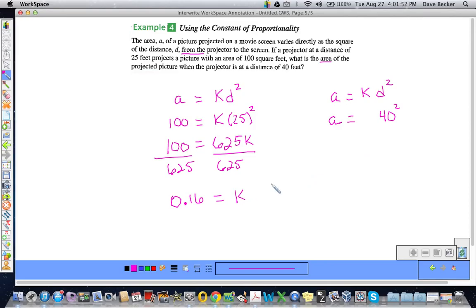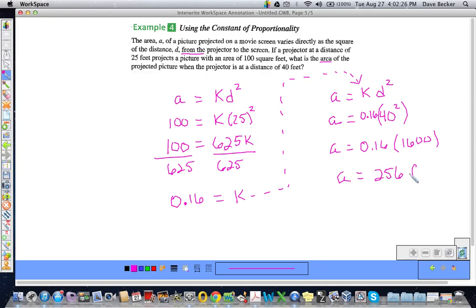Okay. Well, now we'll play a little Pac-Man. And we are going to replace K with 0.16. So 0.16 multiplied by 40 squared. So A is going to equal 0.16 times 40 squared, which is 1600. And so the area will be 0.16 times 1600, which is equal to 256 square feet. How about them apples, ladies and gentlemen?